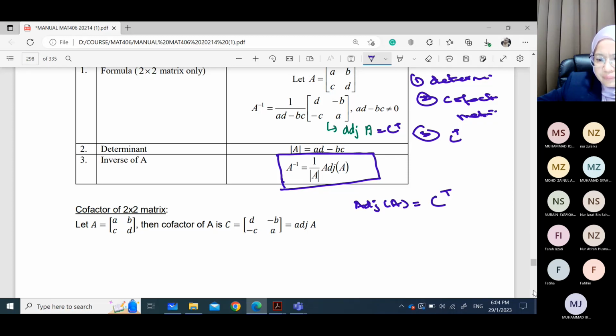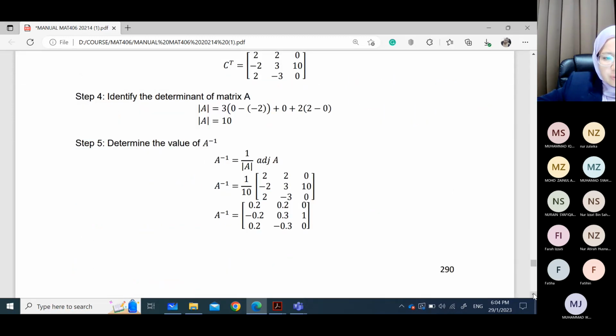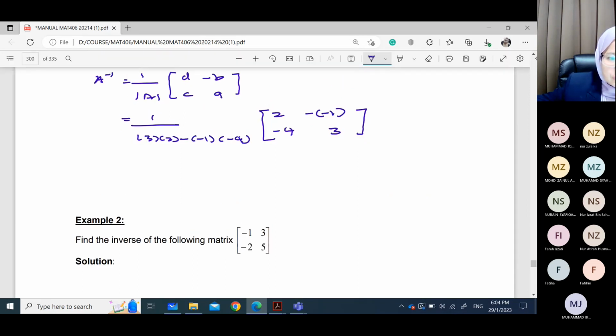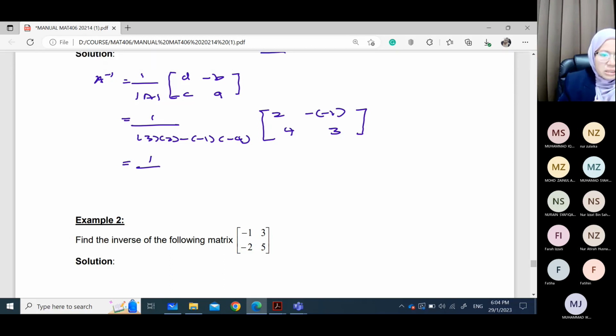Negative C, A. Negative B, negative C, A. Negative C. Positive. Okay. So it is equivalent with 1 over 6, dari determinant dia, 6 minus 4, 1 over 2, multiply with 2, 1, negative, positive, 4, 3.